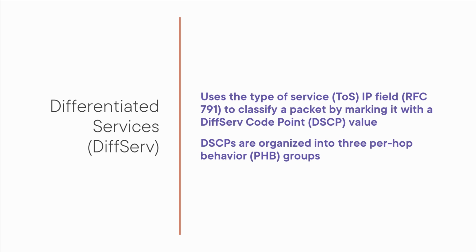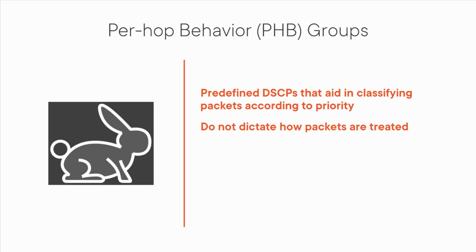DSCPs are grouped into three different groups called per hop behavior, or PHB groups. The term per hop behavior is one of those ambiguous terms that's highly dependent on context, and the way people use it is not very consistent. A PHB is supposed to describe how a router treats a packet. That's the way the DiffServ RFC describes it. But in practice, a PHB is just an arbitrary way of classifying packets. So a PHB group doesn't actually dictate how packets in that group are treated. It's just a set of predefined DSCPs that you can choose from.